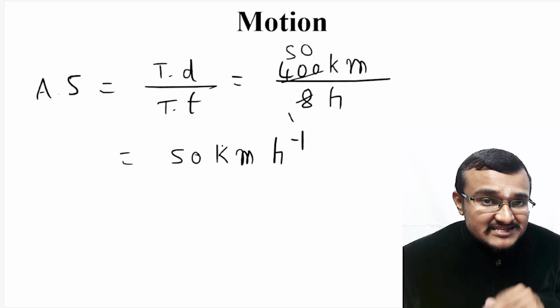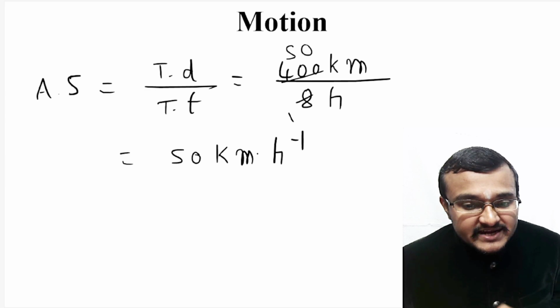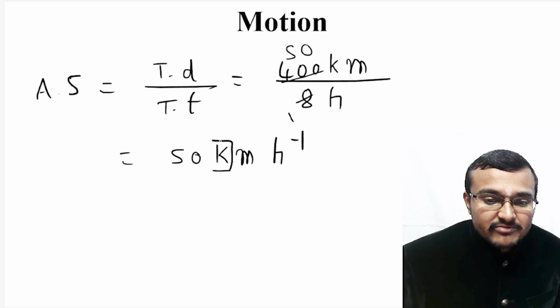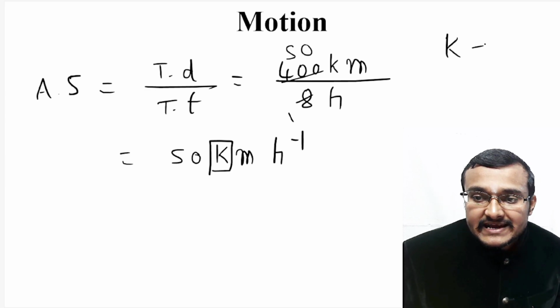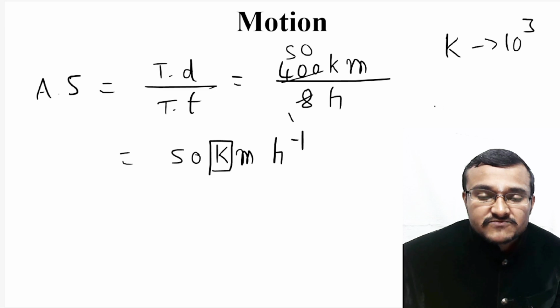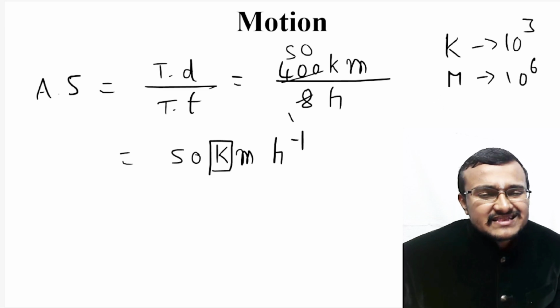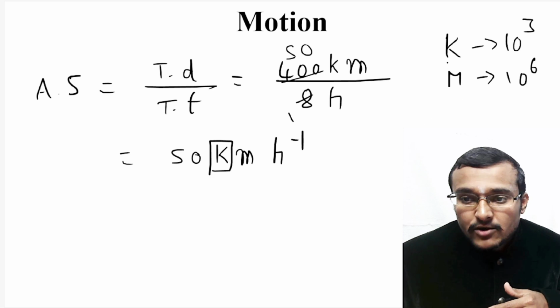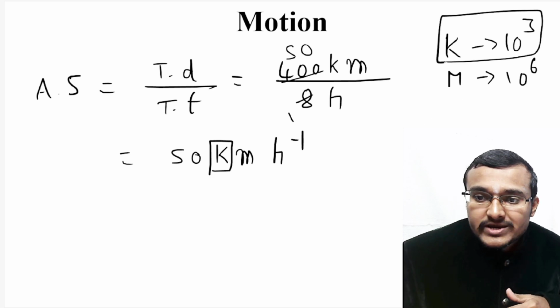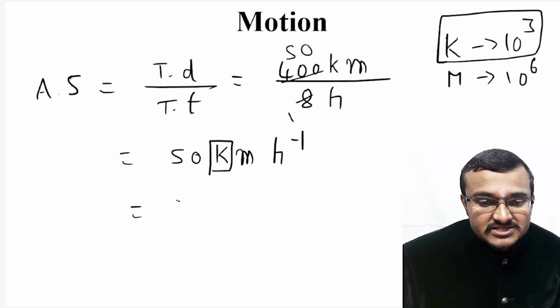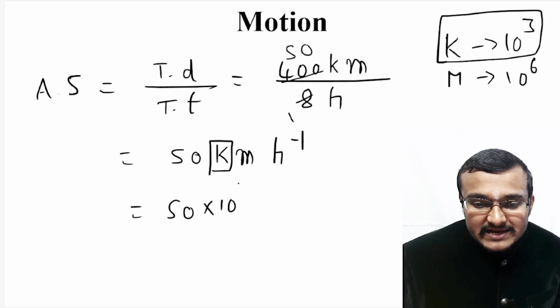Now you should convert this average speed into meter per second. Always remember kilo represents 10 power 3. Kilo is for 10 power 3, mega is for 10 power 6, and it goes on like that. So in the place of kilo you can put 10 power 3. So this will be 50 into 10 power 3 meter per hour.